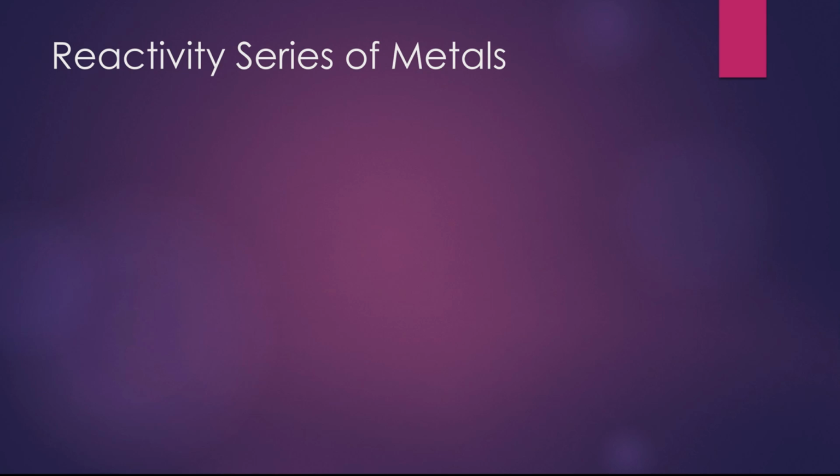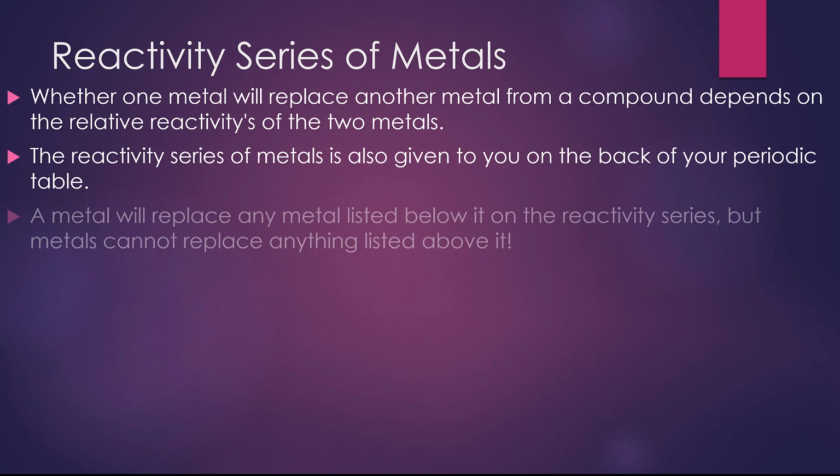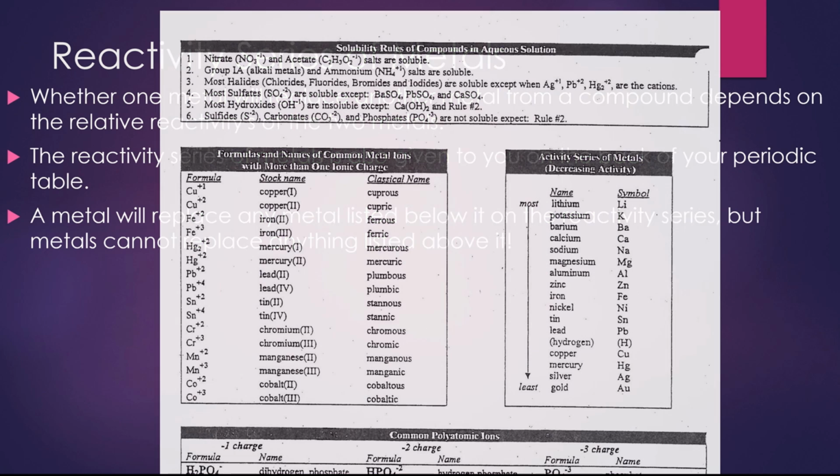There's one more little trick also on the back of your periodic table. Sometimes metals will not replace other metals. We need to look at the back of our periodic table. In order for one metal to replace another, it must be more reactive. You're going to be given a list on the back of your periodic table of the most reactive, that'd be lithium, all the way down to the least reactive, that would be gold. How this list works is only the element higher up can replace the other element.